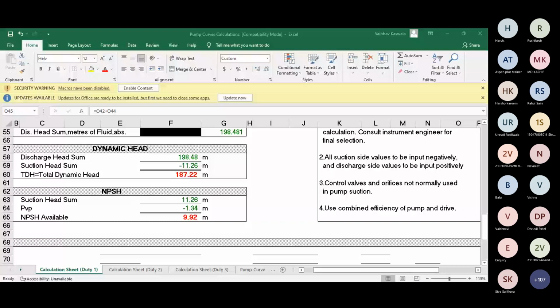The canned pump, you are saying, is a magnetic drive pump, right? Yes, sir. Magnetic drive pump, they call it a canned pump. That is nothing but a centrifugal pump. So basically efficiency is comparatively a little bit less, slightly lower than a centrifugal pump.